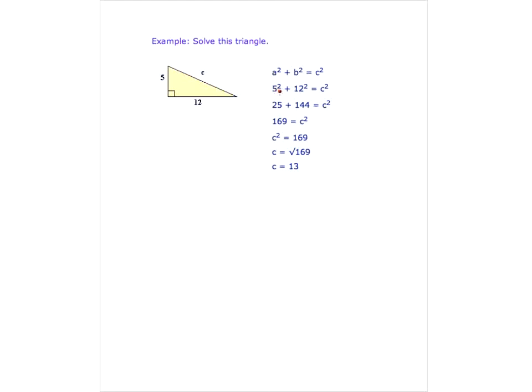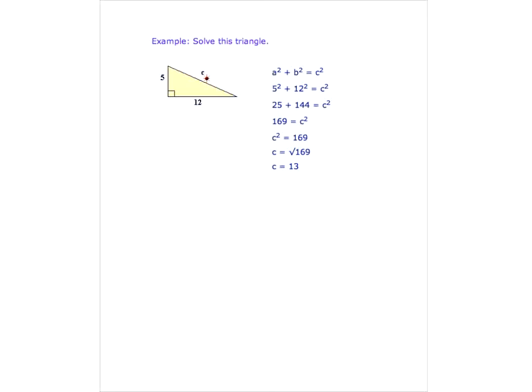Now we actually write what those amounts equal. 5 squared is 25, 12 squared is 144. Then we add those two amounts, so on the left side we get 169 equals c squared. But we don't want to find out what c squared is. We want just c.